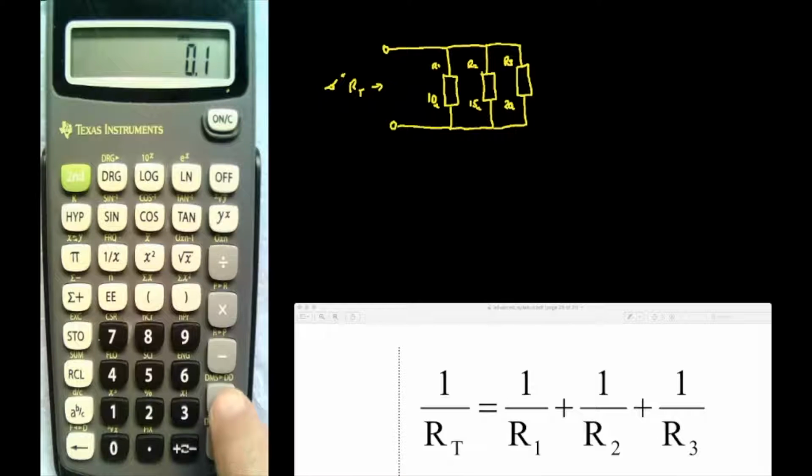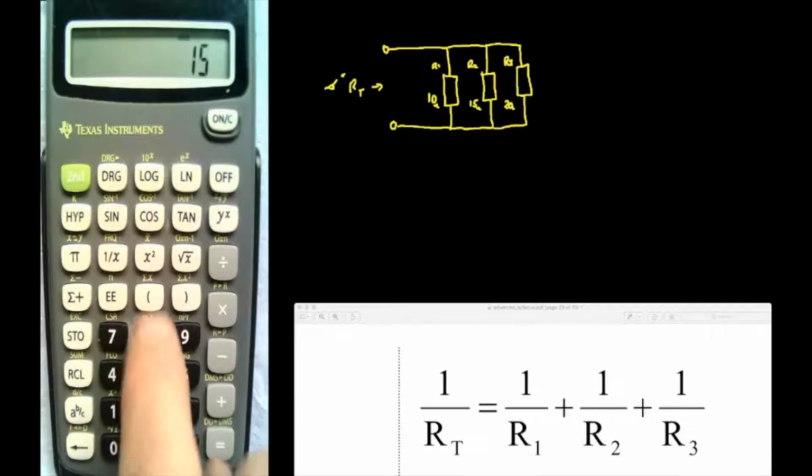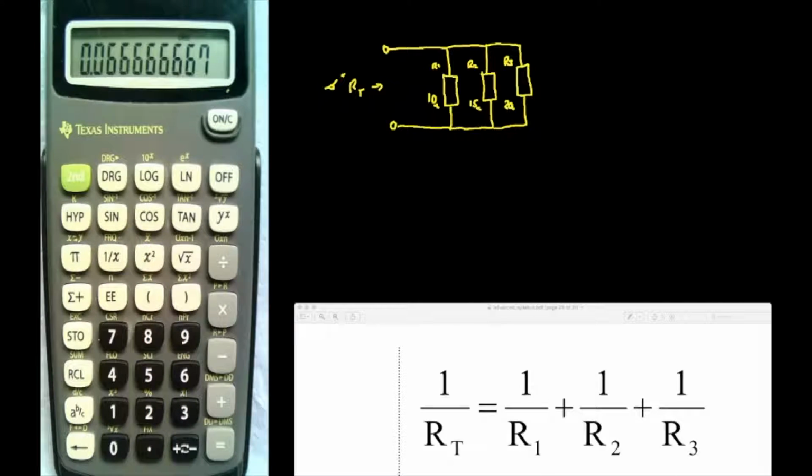Now we can say plus R2, which is 15. Take the reciprocal of it. And then plus R3, 20, and take the reciprocal of it. And on the screen we've got 0.21. So what we're saying is 1 over RT is equal to 0.216, etc.